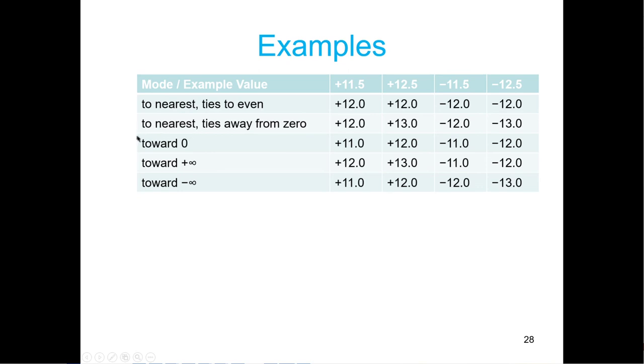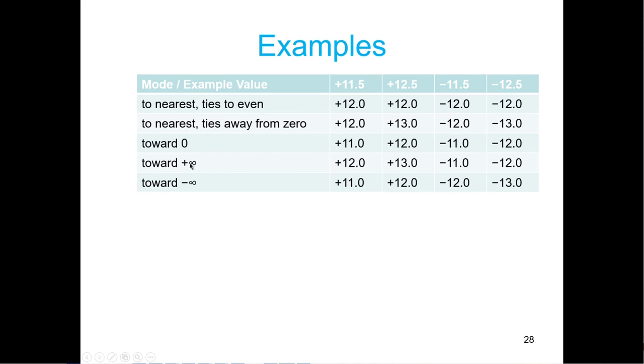Now, if we go towards zero, 11.5, we round down to 11. 12.5 down to 12. Minus 11.5 up to 11, and minus 12.5 up to 12, because minus 12.5 is lower than minus 12. So we go down to 11, down to 12, up to 12, up to 11.